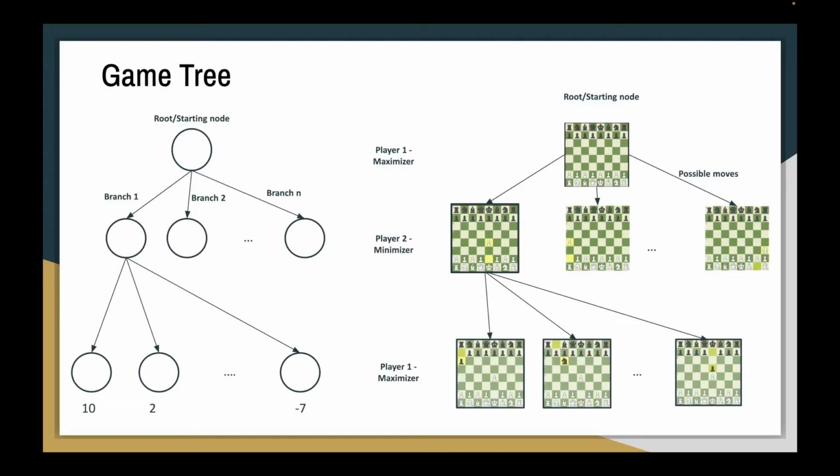For example, considering the material value, that means player 1 has a queen and 1 pawn. Player 2 has a rook and 3 pawns. We can assign a value to each piece. For queen, let us consider 9 points. For rook, 5 points. For pawn, 1 point. So, the score based on the material advantage might look like this: player 1 score is 1 queen, that is 9, plus 1 pawn, equal to 1, so 9 plus 1 is 10 points.